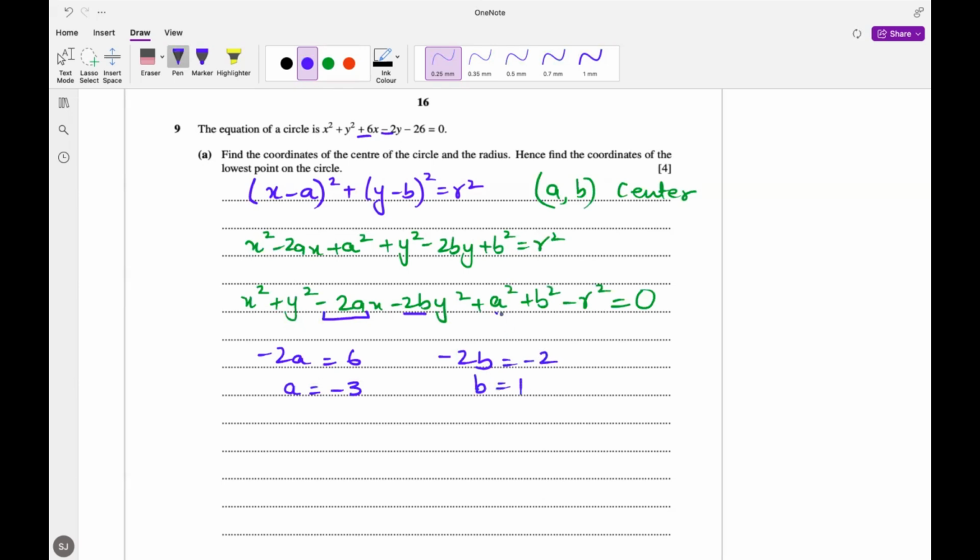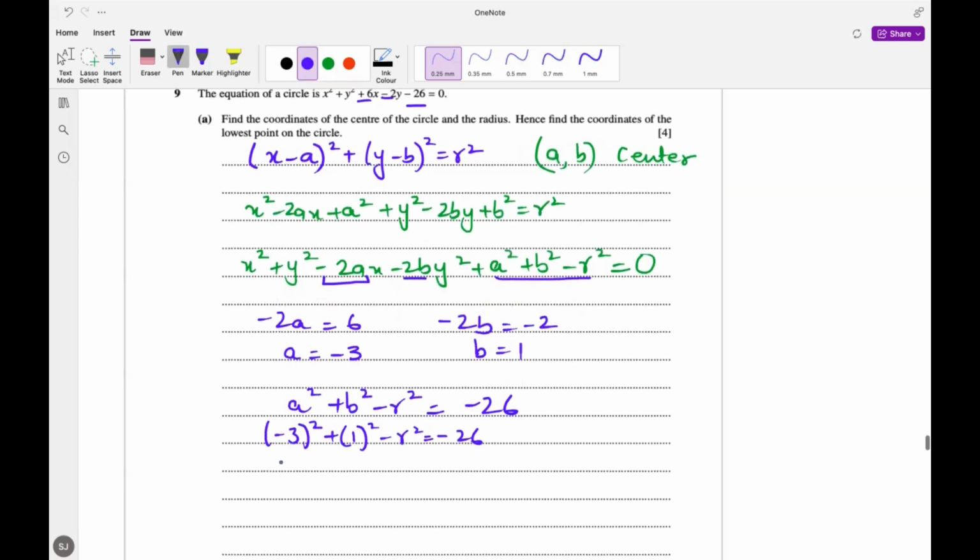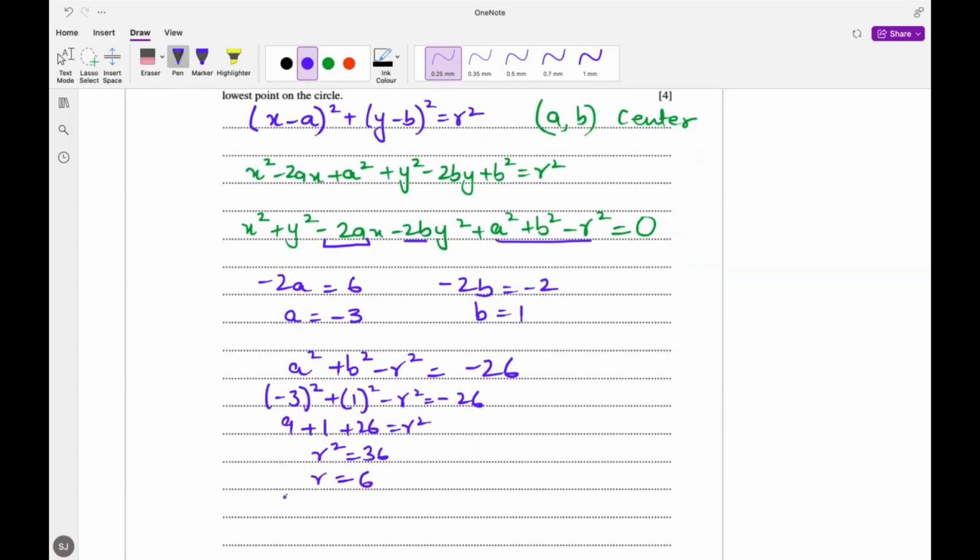Now to find the value of r, this will be a squared plus b squared minus r squared, and that will be equal to the constant, which is minus 26. So we have the value of a and the value of b. So this will be minus 3 squared plus 1 squared minus r squared equals minus 26. To find r, we'll make it positive and take it on the right hand side. So this will be 9 plus 1, and this will become plus 26, equals r squared. So r squared is 36, and the value of r will be equal to 6. So now we have the coordinates of the center, that is minus 3 comma 1, and the radius is equal to 6.